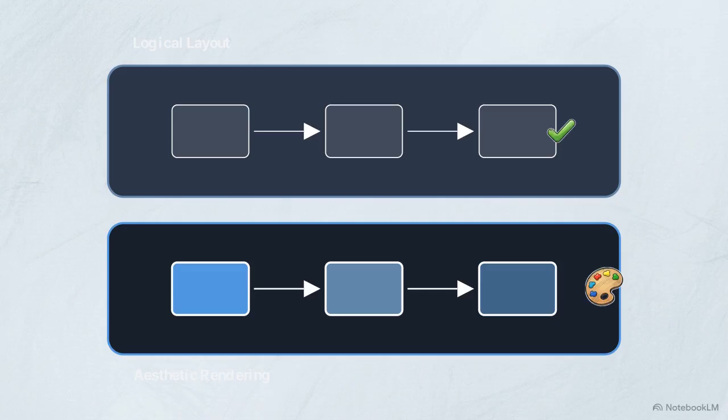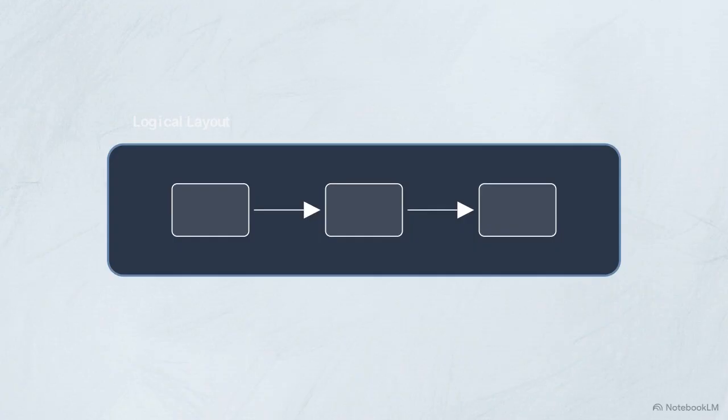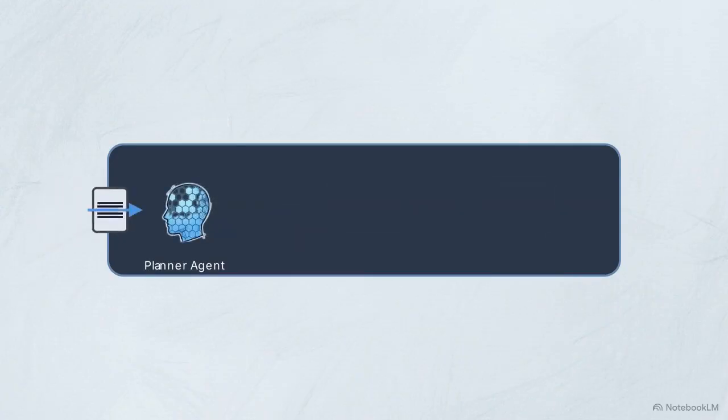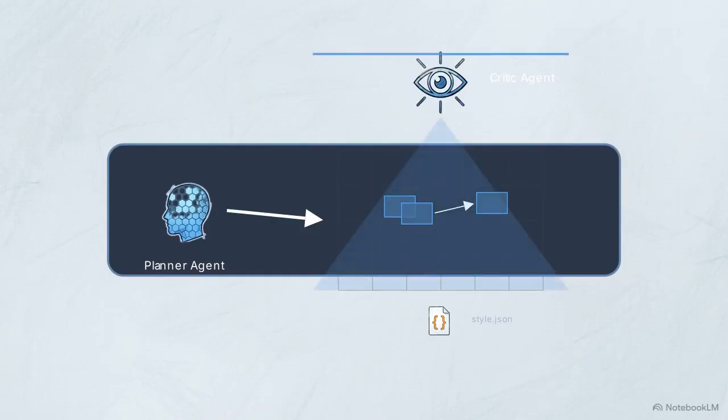Reasoned rendering begins with semantic extraction. Thousands of words of methodology text are fed into a planner agent, which identifies the core entities and maps their relationships. The planner does not draw a single pixel. Instead, it translates those relationships into a purely symbolic layout, a coordinate map, and attaches a JSON file dictating the visual style. Next, a vision language model is deployed as an adversarial judge, known as the critic agent.